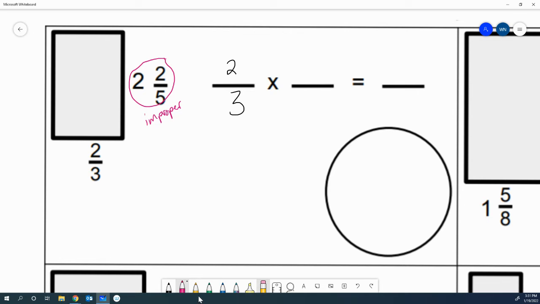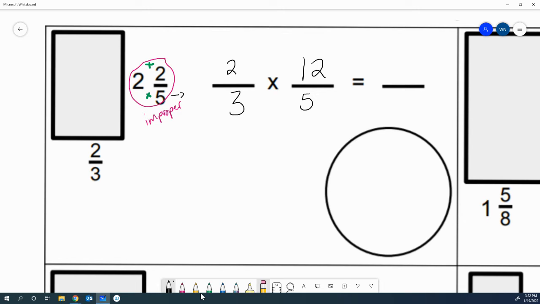So remember, in order to do this, we are going to say 5 times 2 is 10 plus 2 is 12. That is our policy. That is the way we do it every single time. You're going to take your denominator, multiply it by your whole number, and add the numerator. 5 times 2 is 10, plus 2 is 12. So our fraction is going to be 12 is our numerator. And we're going to keep the denominator exactly the same. It's going to be 5. So instead of 2 2/5, you've got 12/5.